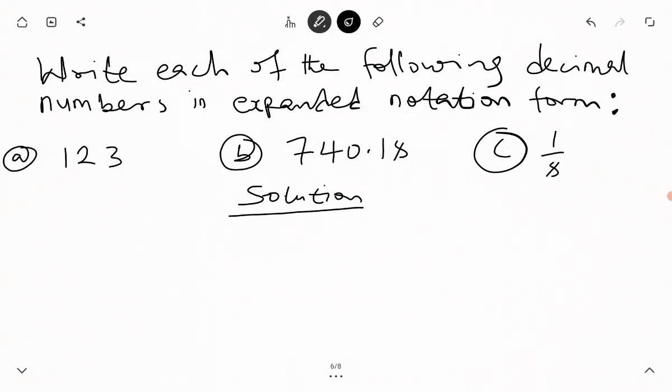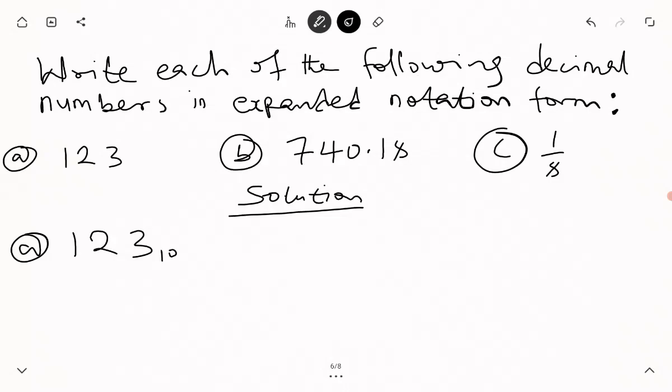Today we're going to take additional examples on how to write decimal numbers in expanded notation form. So quickly we're going to go into solving the questions. Starting with the first one, we have 123. This number is in base 10.